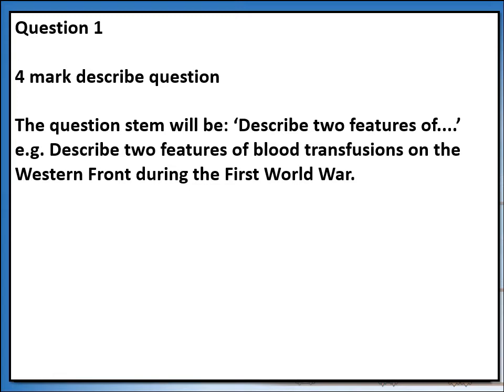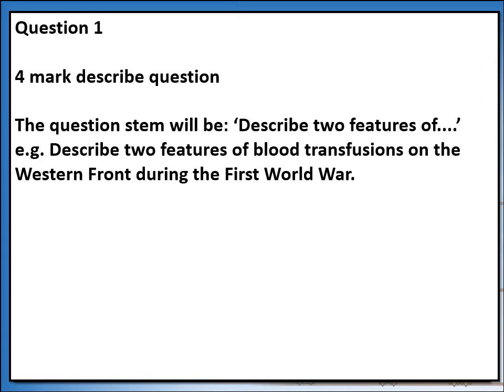Question 1 is going to be a 4-mark describe question, and the question stem will be describe two features of, and then the subject will build from there. In the 2018 paper, the question was describe two features of, and then the topic was blood transfusions on the Western Front during the First World War.